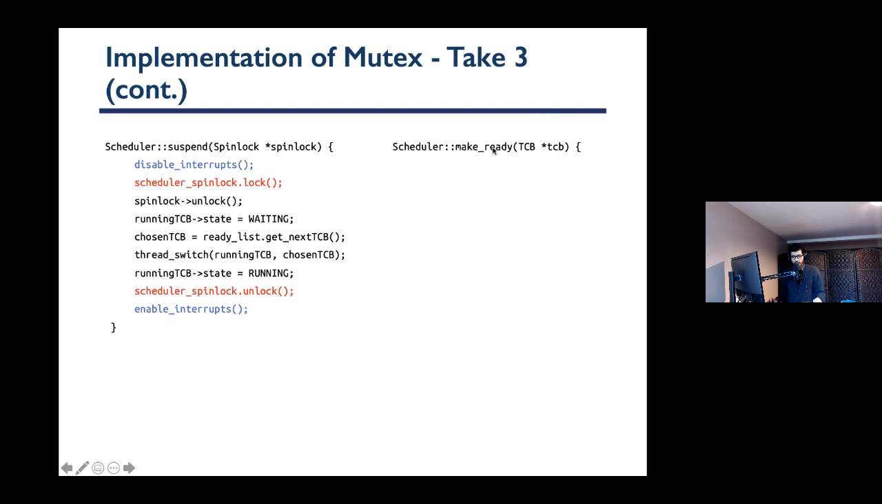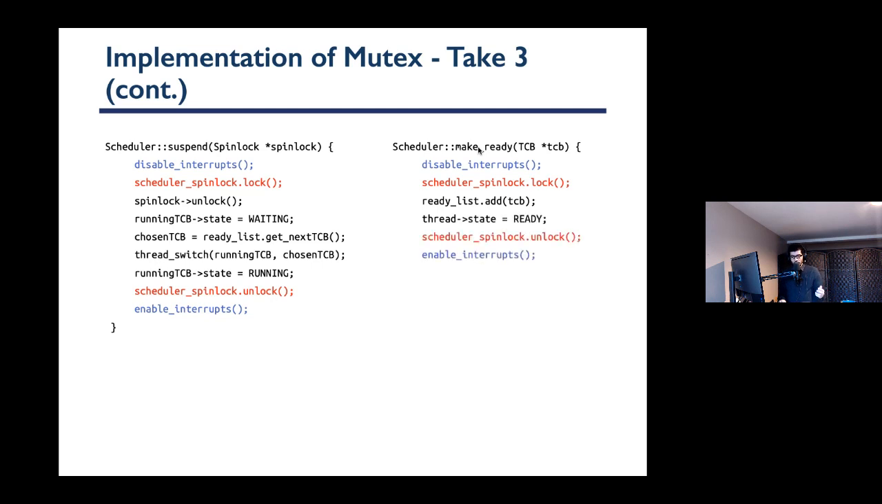This is make ready. So this was called when someone unlocks a mutex. When they unlock the mutex, they check if somebody is in the waiting list of that mutex, and if there are, then they choose one and then they make it ready here by calling the scheduler. Like before, you disable interrupts, you lock the scheduler's spin lock, you add that thread to ready list, make its state ready, you unlock, you enable interrupts, you exit. And that's pretty much it.